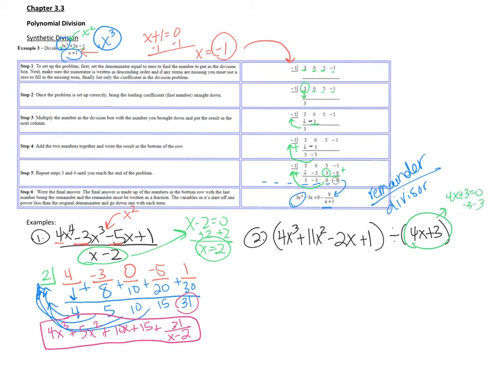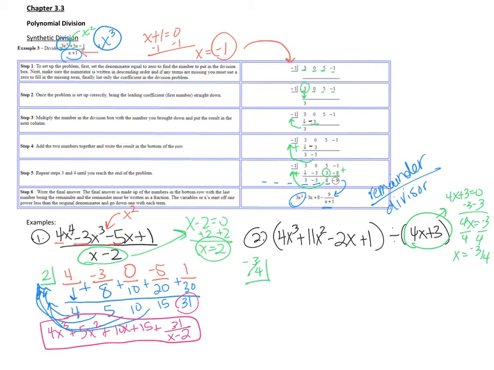Move that 3, divide by 4. So I get negative 3/4. So negative 3/4 is going to go in the corner there.